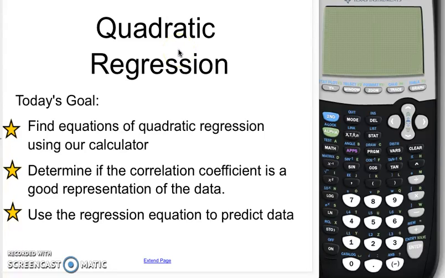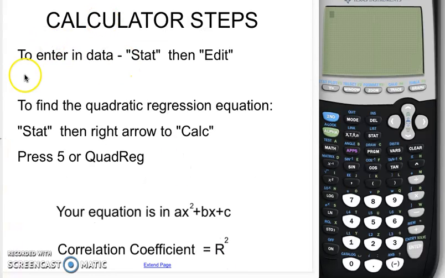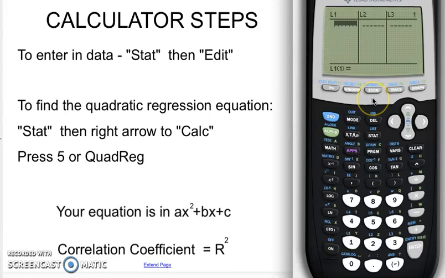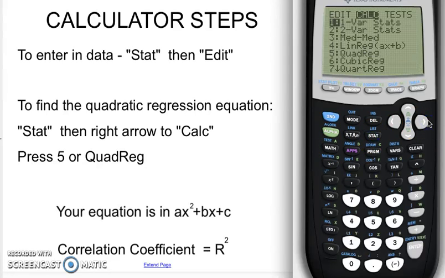So let's refresh our memory on how to do regression in the calculator. We got some simple steps. First step is you need to enter in the data, and you do this under the stat button. Remember, the stat button is right here. If you want to edit and type in data, that's where you would go first. You type in the x's into L1, y's into L2. Once you do that, then you press stat again and go over to calculate.